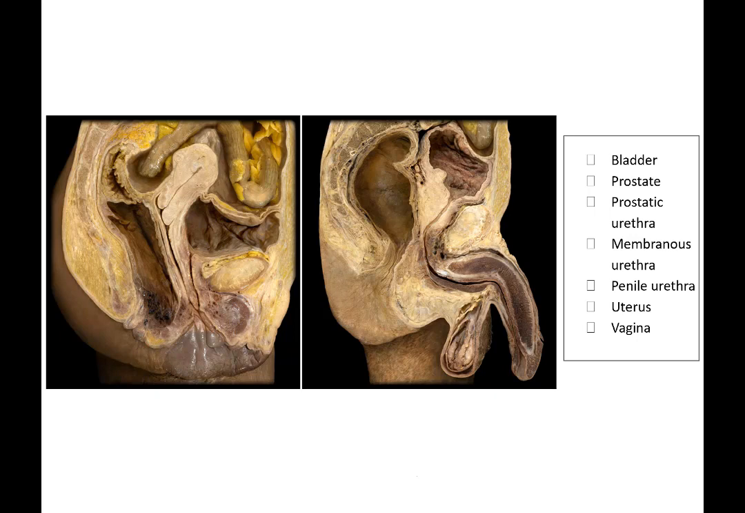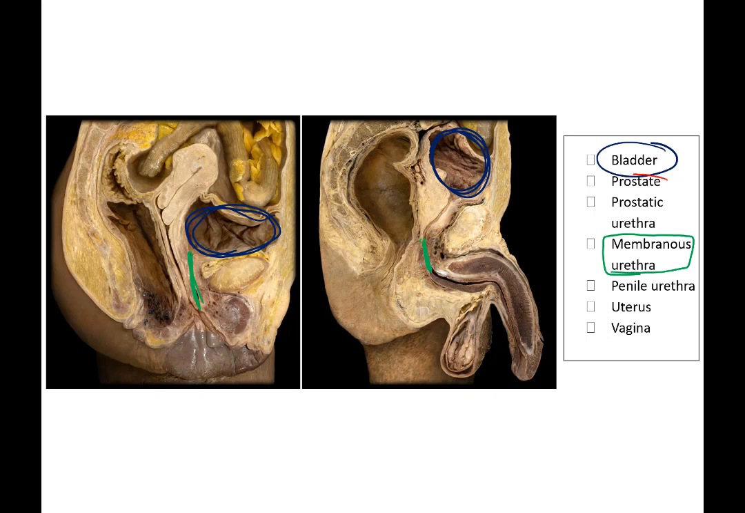In this cross-section of a male and female, we can identify the bladder. So here's the bladder in the male, and here's the bladder in the female. Coming from the bladder in the female is the membranous urethra. That is the part where it goes from the bladder to the outside world. For the male, the membranous urethra is this portion.